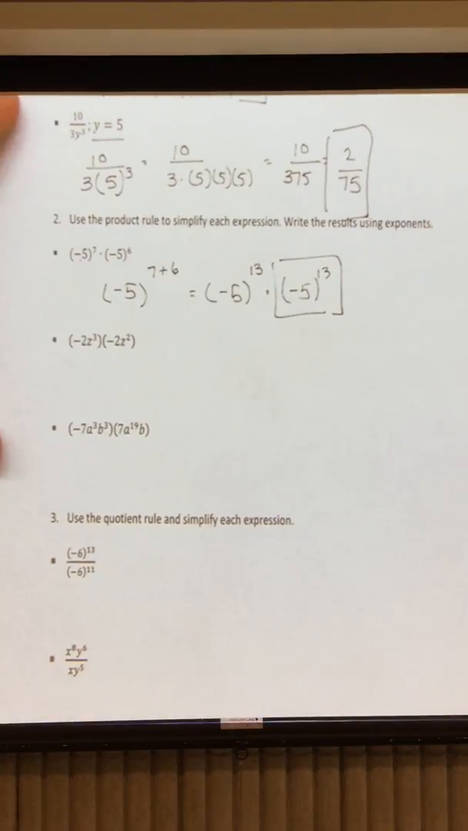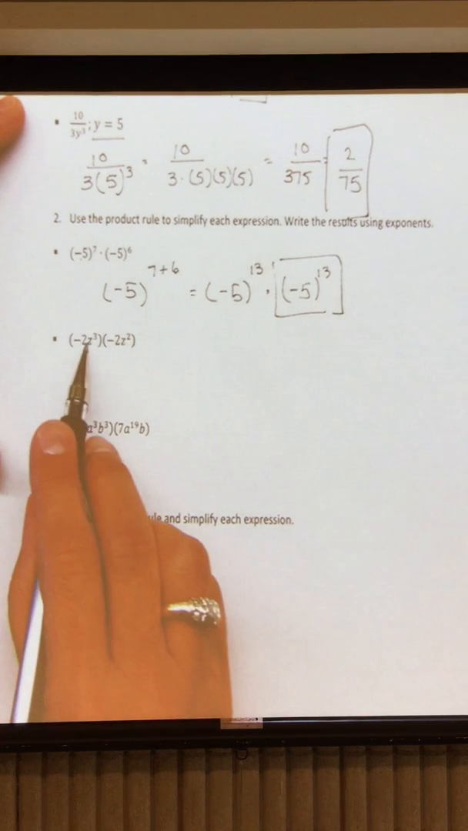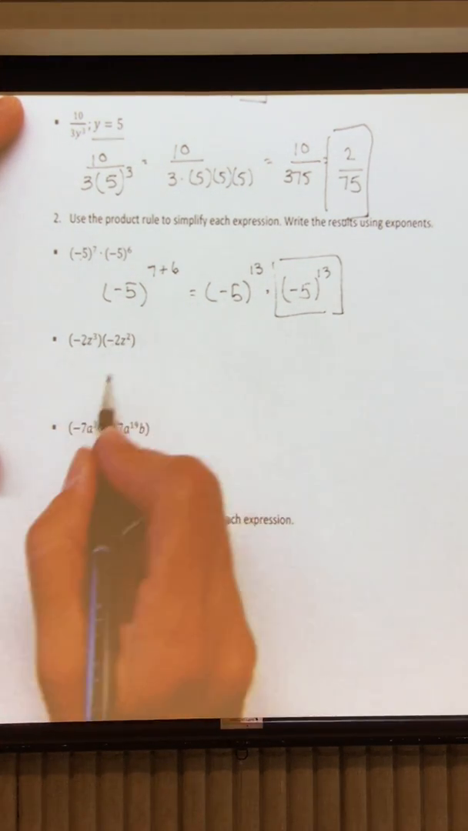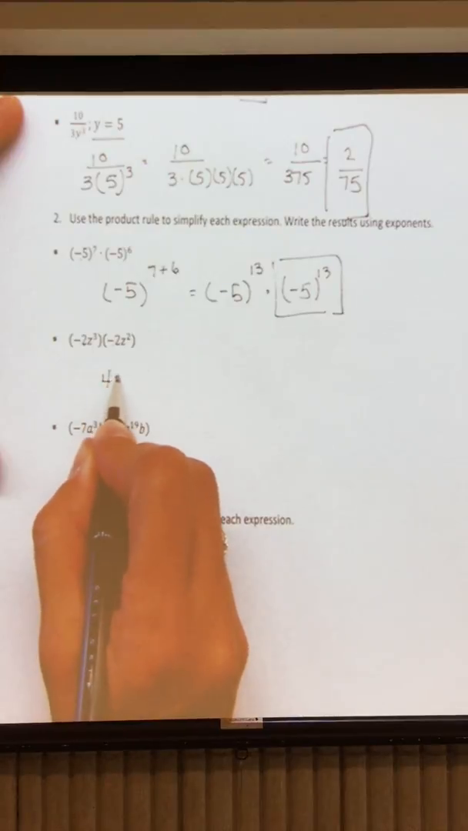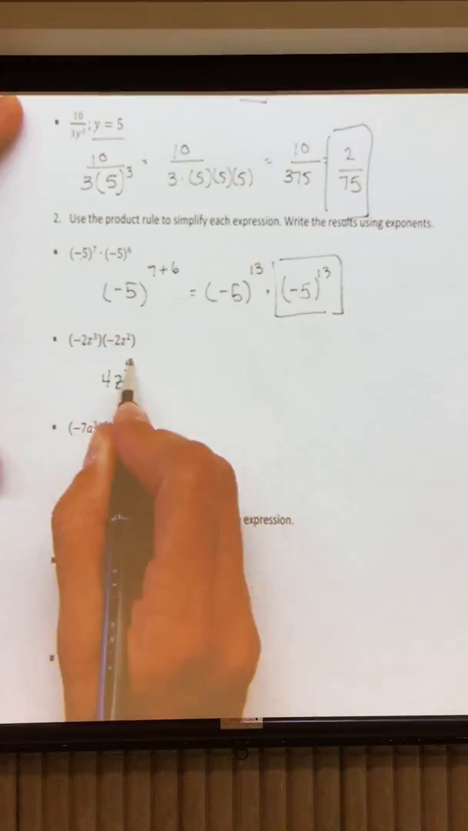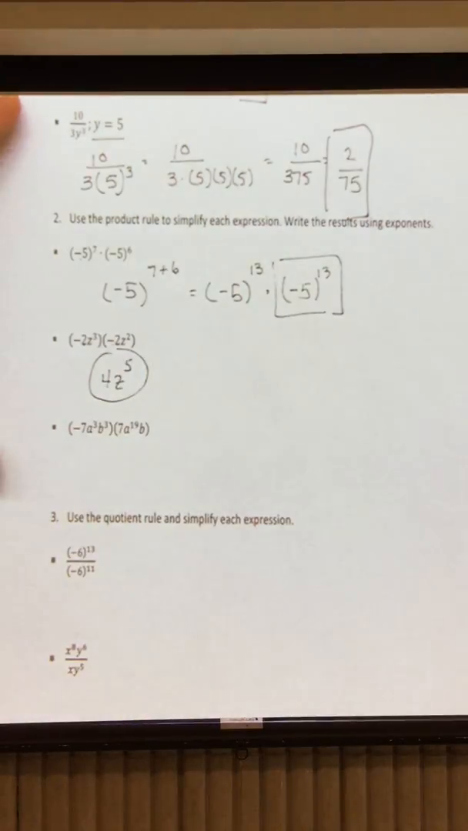Following the same rule, we add the degrees, but here we can multiply the bases. So we have negative 2 times negative 2, which is positive 4. And we have z, 3 plus 2 is 5. Again, we multiply the bases, negative 2 times negative 2, and we add the degrees. 3 plus 2 is 5.